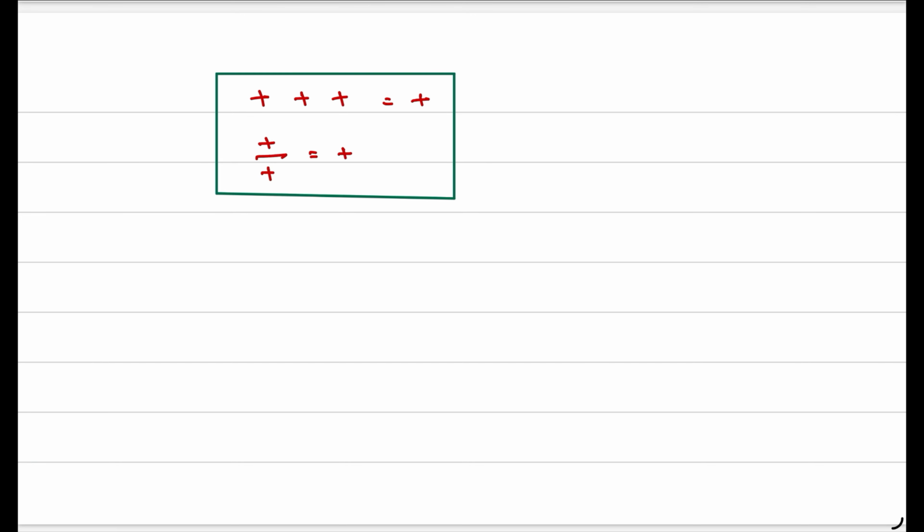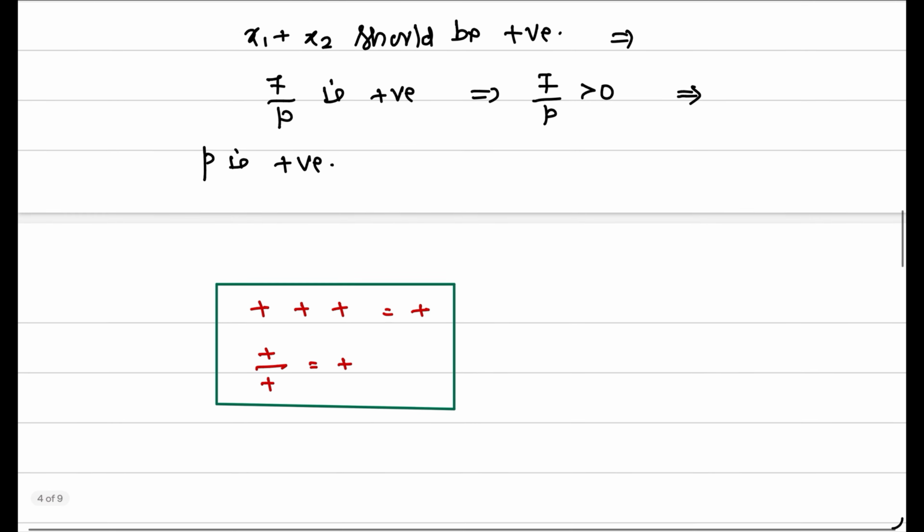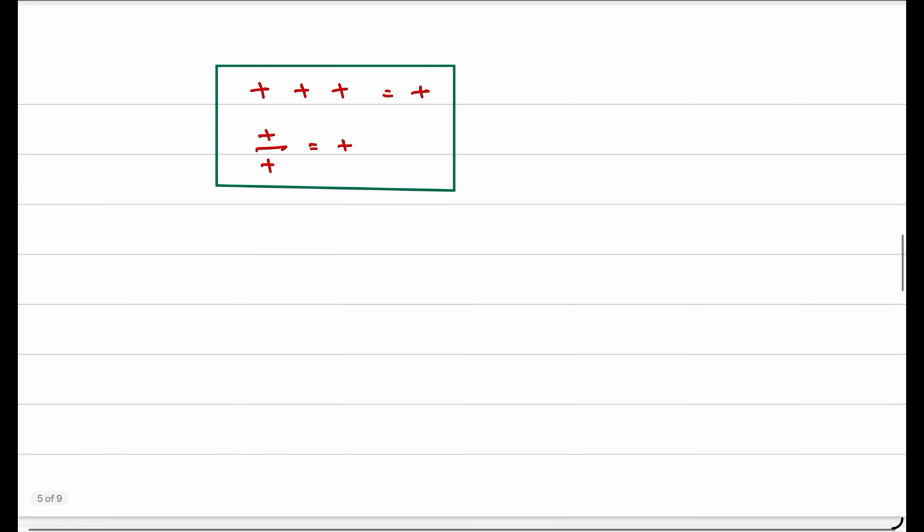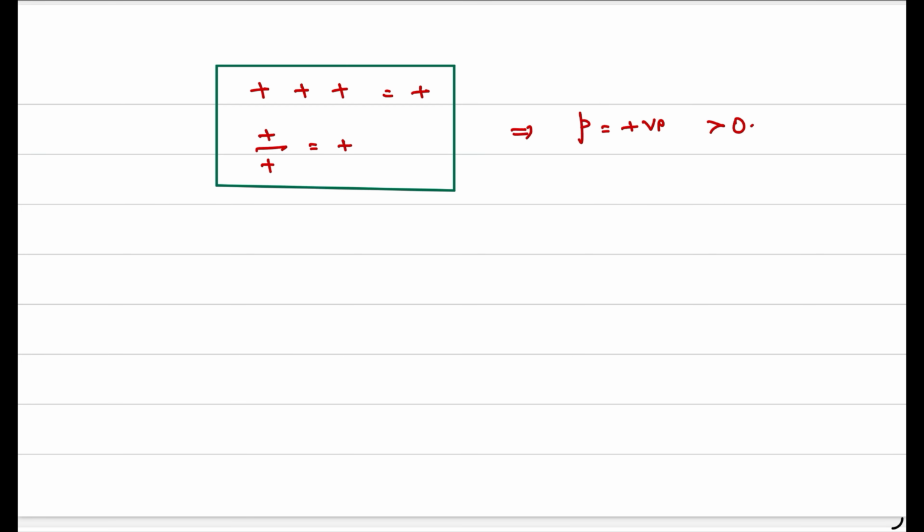Using this concept of number system, addition and division, we got the conclusion that p is positive. That implies p is greater than 0. That's the condition we have got. We are nearing the solution. The first condition is that p is greater than 0.